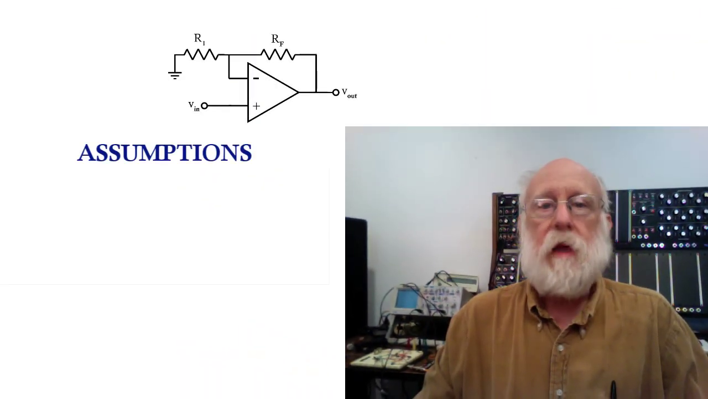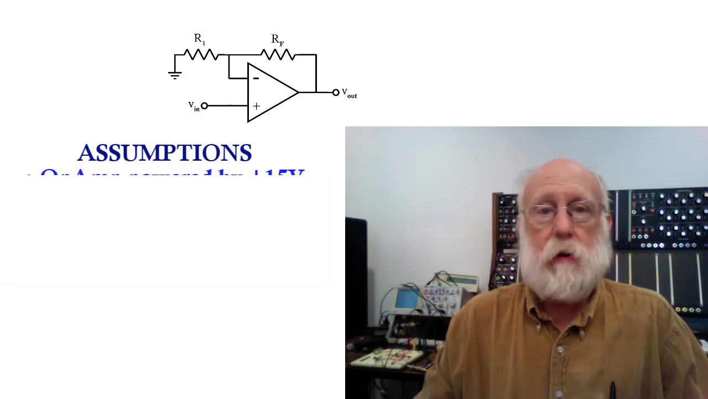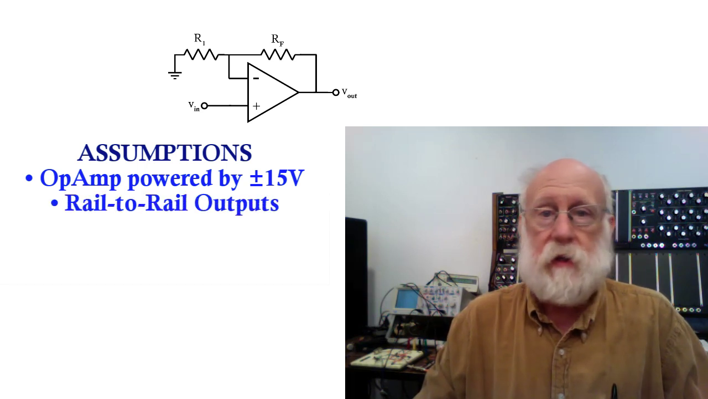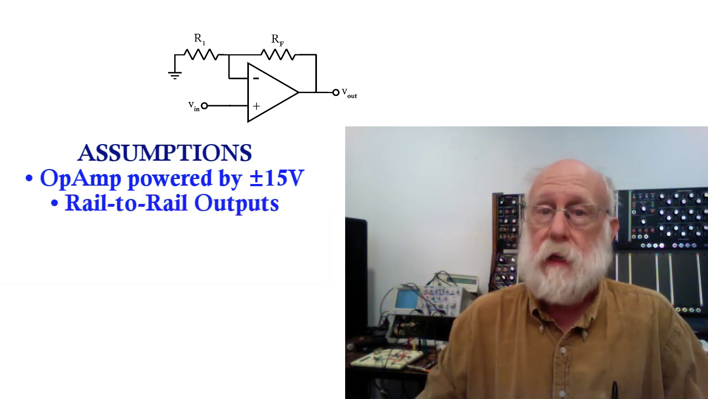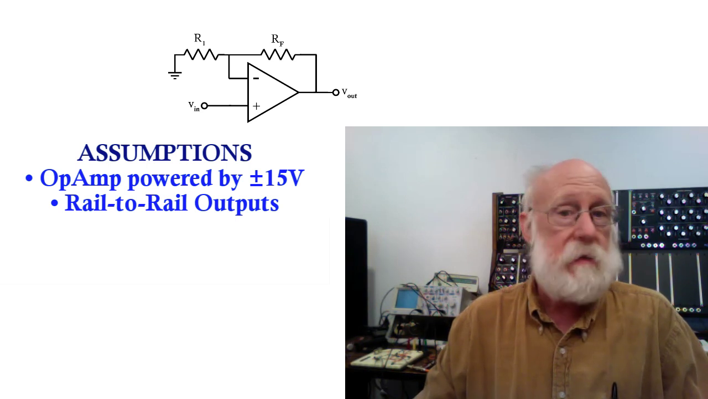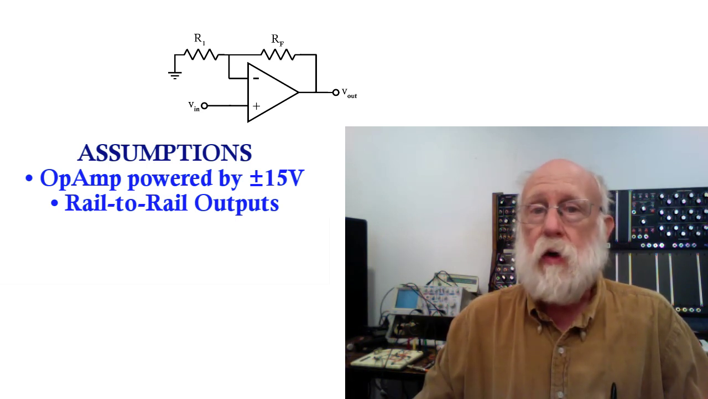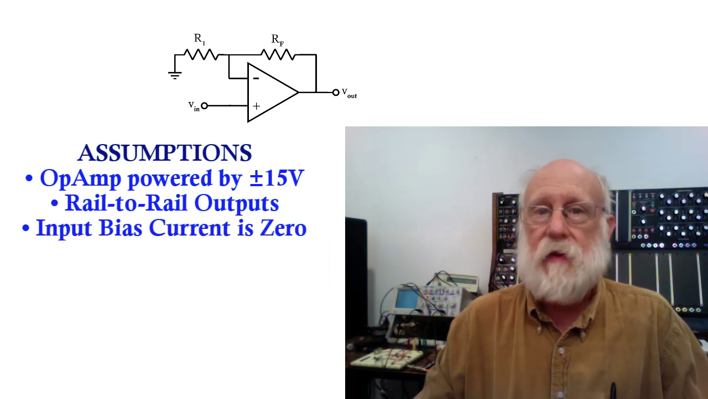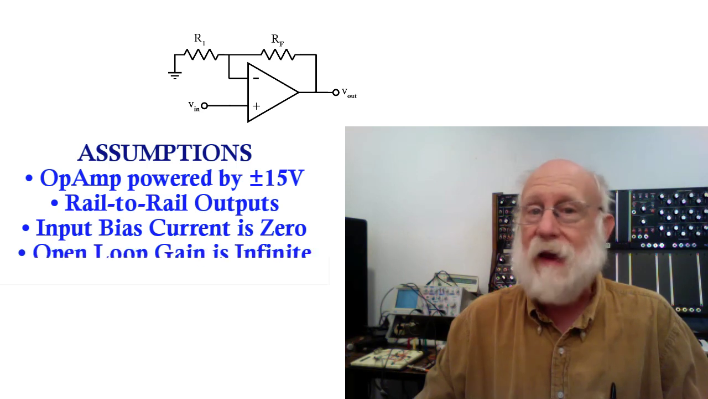But now we have to look at circuits where this is not true. There is not negative feedback. To set this up, let's look at the basic non-inverting amplifier, and we're going to assume that the operational amplifier is running on plus and minus 15 volts and that it has rail-to-rail outputs. In other words, the output of the op-amp can actually go right up to the power supply limits of plus and minus 15 volts. In addition, we're going to assume that the input bias currents are 0 and that the open loop gain of the op-amp is actually infinite.